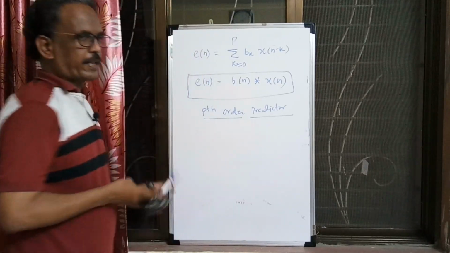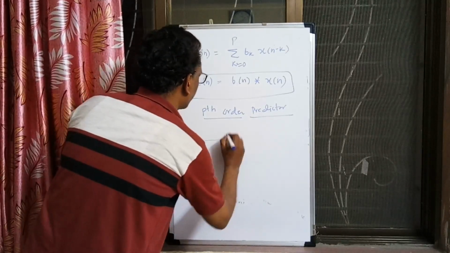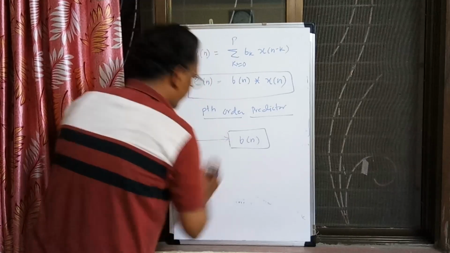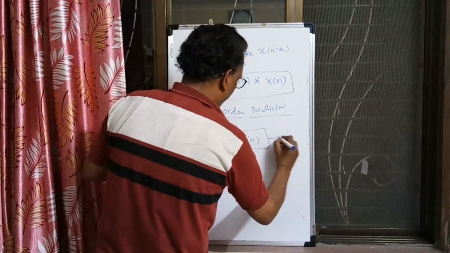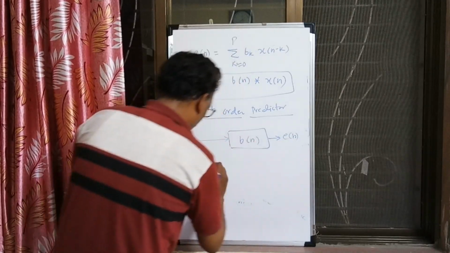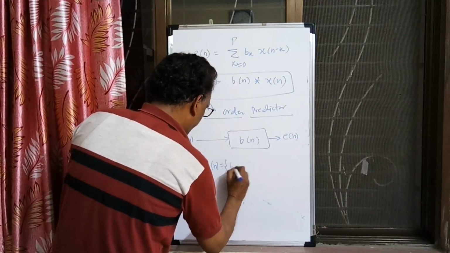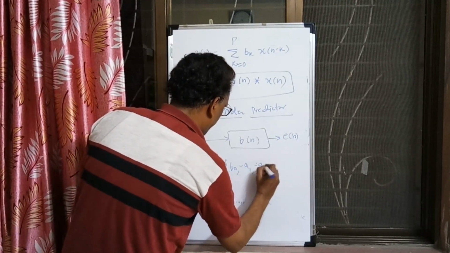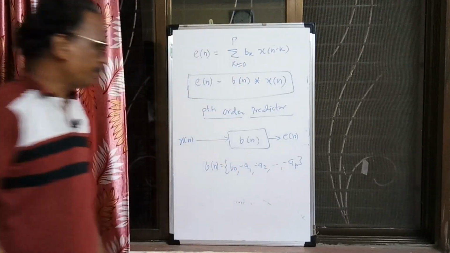But this pth order predictor, after writing in this form, becomes a linear filter. So let us see how it is seen as a filter. See, x of n is passing through B of n. B of n is a filter whose coefficients are B0, which is 1, minus A1, minus A2, and minus AP. These are the coefficients of B of n.